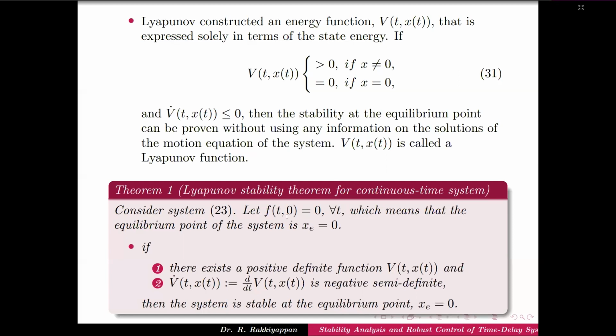So here, consider this theorem. Consider the system 23, with the condition f of t comma 0 equal to 0 for all t, which means that the equilibrium point of the system is x equal to 0. If there exists a positive definite function v of t comma x of t, and the derivative of the positive definite function, which is d by dt of v of t comma x of t, is negative semi-definite, then the system is stable at the equilibrium point x equal to 0.